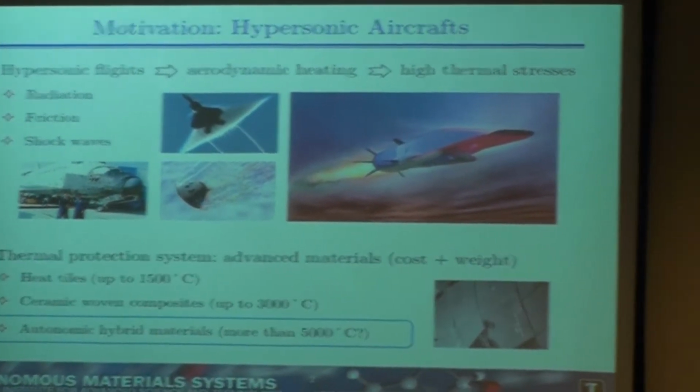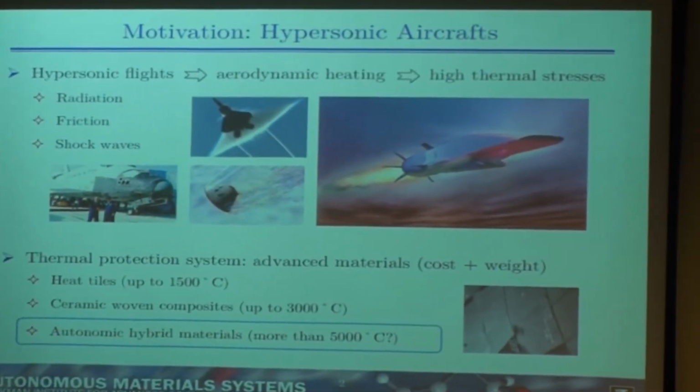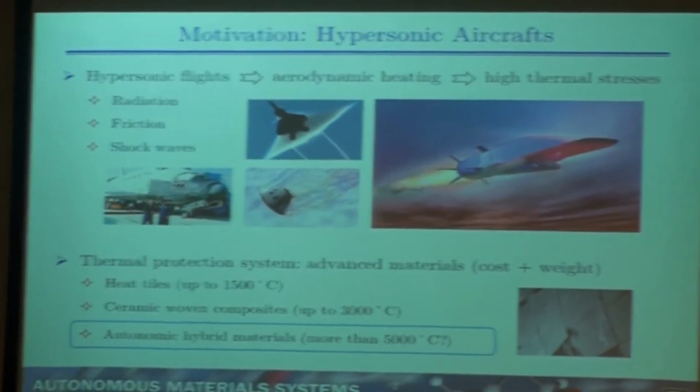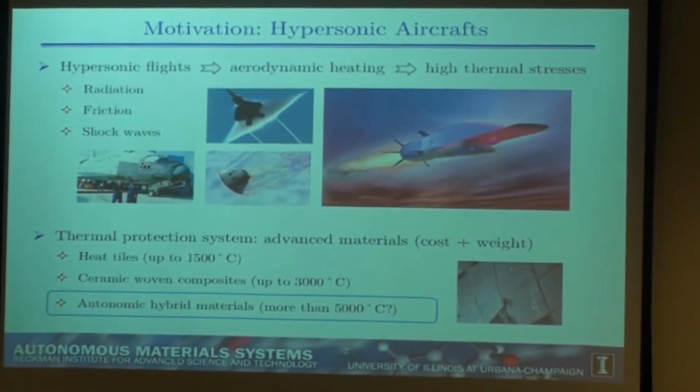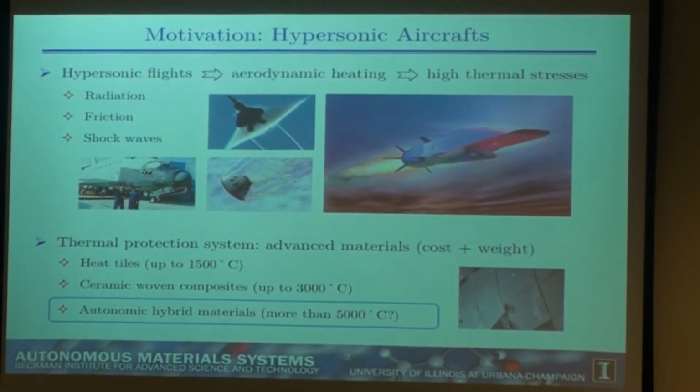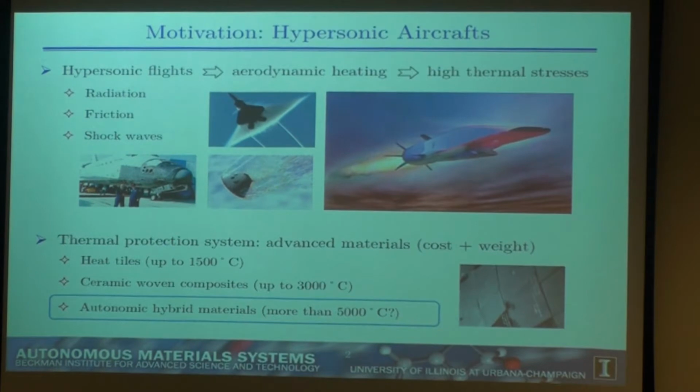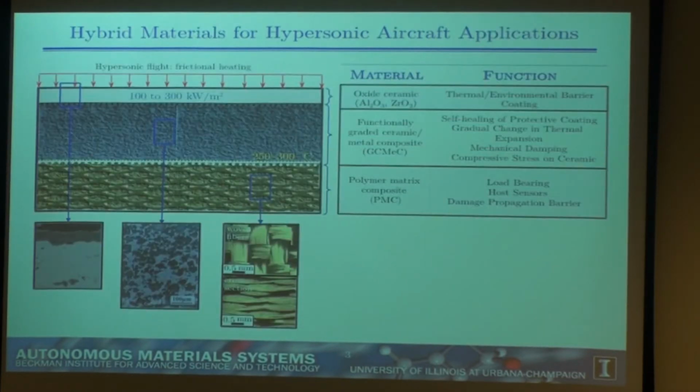So that's why there's a broad area of research on developing thermal protection systems for this type of structure. More conventionally, there were heat tiles, for example, that are used in space shuttles. Something that you can see here in a close-up, and they can withstand up to 1500 degrees Celsius, although they are quite heavy. More advanced materials like ceramic woven composites can withstand larger temperatures, up to 3000 degrees Celsius. In this project, the goal is to design an autonomic hybrid material that can withstand possibly up to 5000 degrees Celsius.